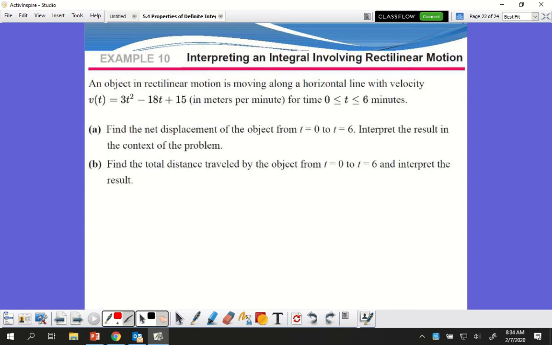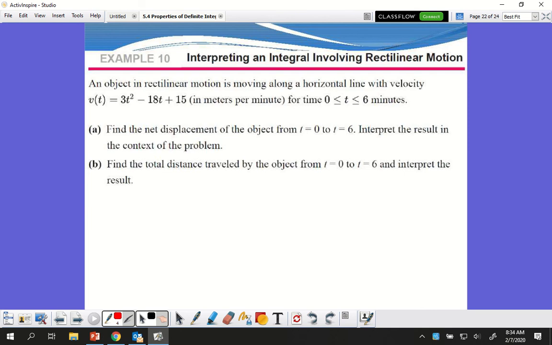Okay, interpreting an interval involving rectilinear motion. An object in rectilinear motion is moving along a horizontal line with velocity. There's my velocity, in meters per minute, from 0 to 6. Write my integral first. Find the net displacement of the object. Interpret the results in the context of the problem.